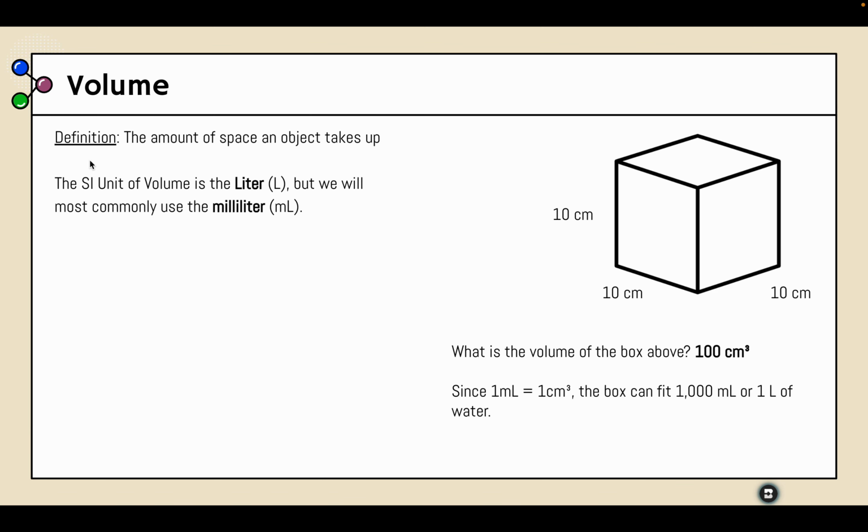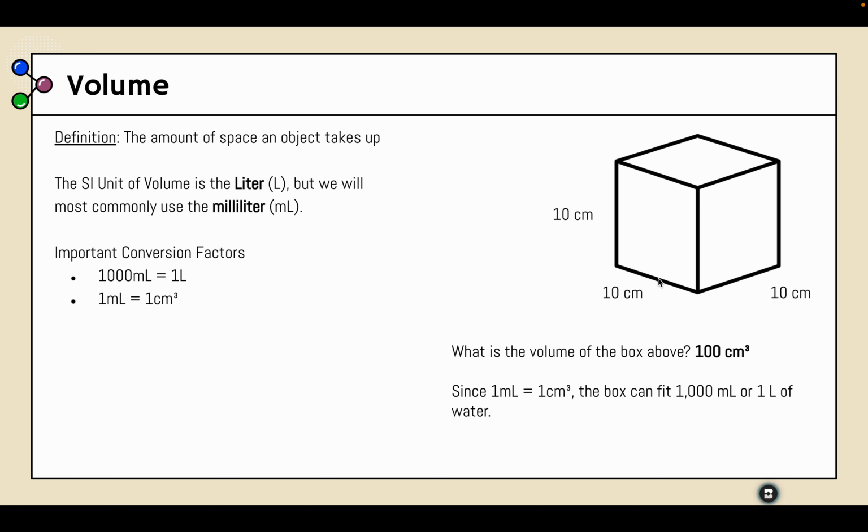Okay? And so the SI unit for volume is the liter, but we are most commonly going to use the milliliter because that's what's easiest to measure in our labs and in our classroom, okay? So important conversion factors: 1,000 milliliters is equal to 1 liter. And 1 milliliter, this is an interesting one, is equal to 1 cubic centimeter.